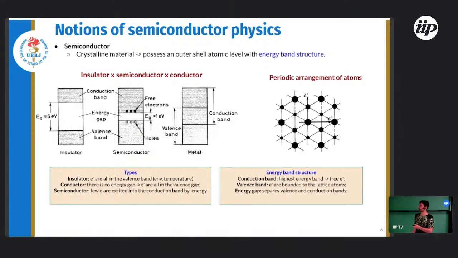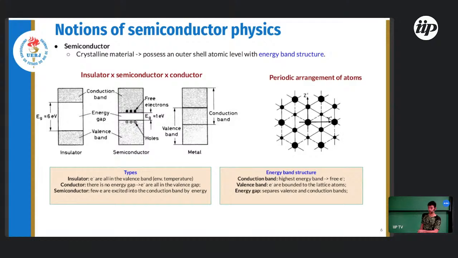So, first, a semiconductor material is a crystalline material. It means that it has this periodic arrangement of atoms inside the material. It's like a crystal, okay? And for understanding this, we can define a thing that is called the energy band structure. What is this? This is a structure that is divided in three things. We have the conduction band, the valence band, and an energy gap between these two bands.